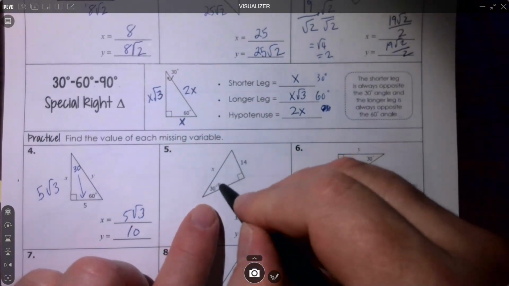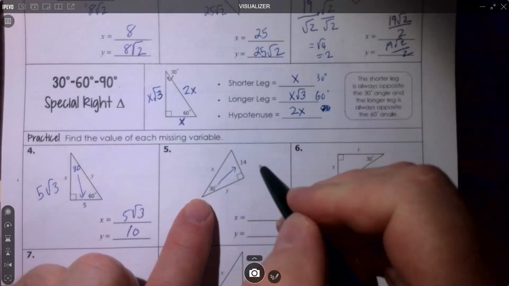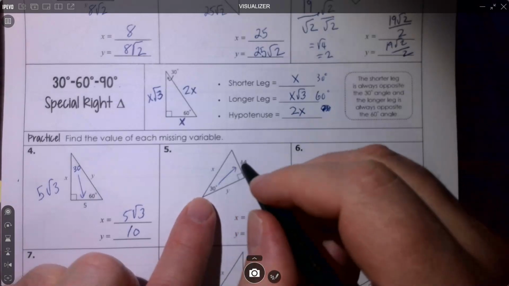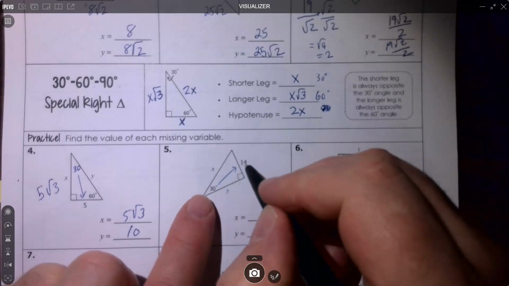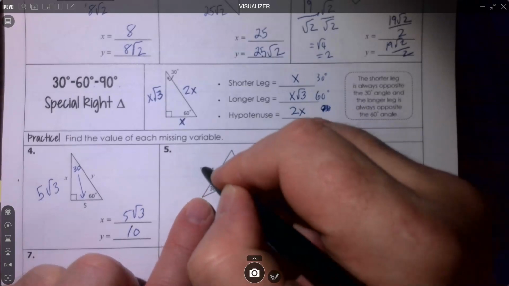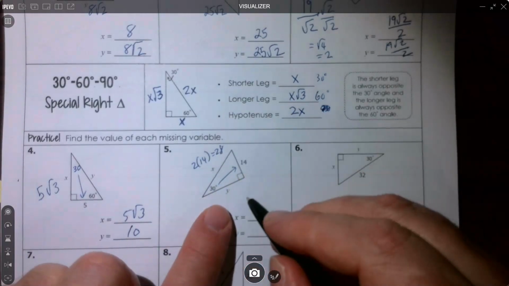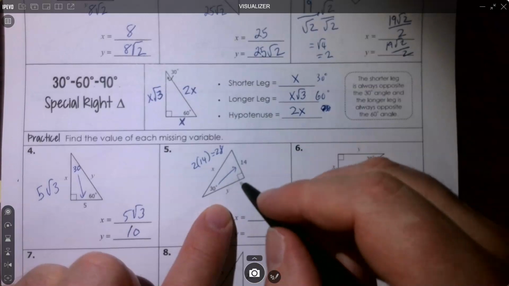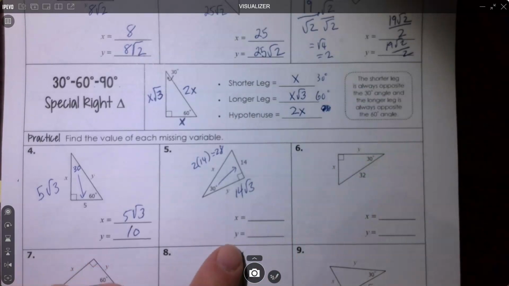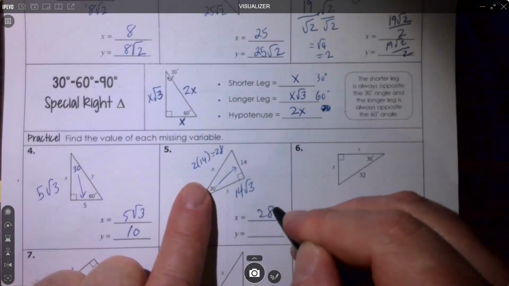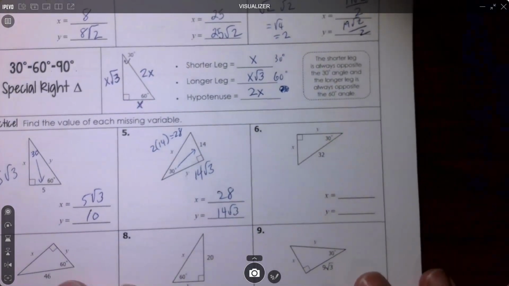So the side opposite that I have is 14. So that means this is 14. Before, I would label this and then do this second. The hypotenuse is just times 2, so 2 times 14, that's 28. And the last one, the longer side, is just the number times the square root of 3. So x is 28 and y is 14 square root of 3.